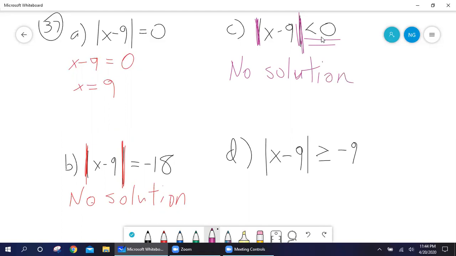Now for letter D, this is kind of the reverse. This is saying the absolute value of something is bigger than or equal to a negative number. Well, all absolute values are bigger than negative numbers. So it wouldn't matter what I plugged in for X, this would always be true. So this one would be all reals.